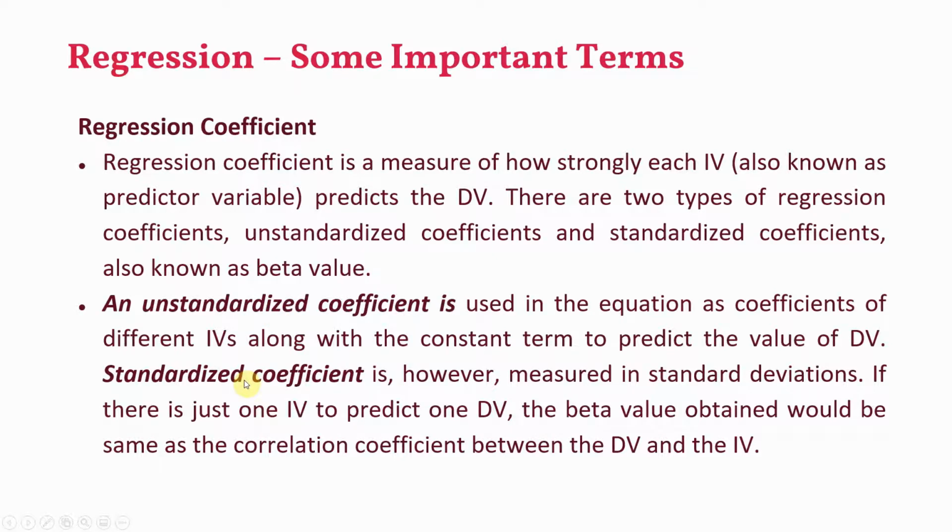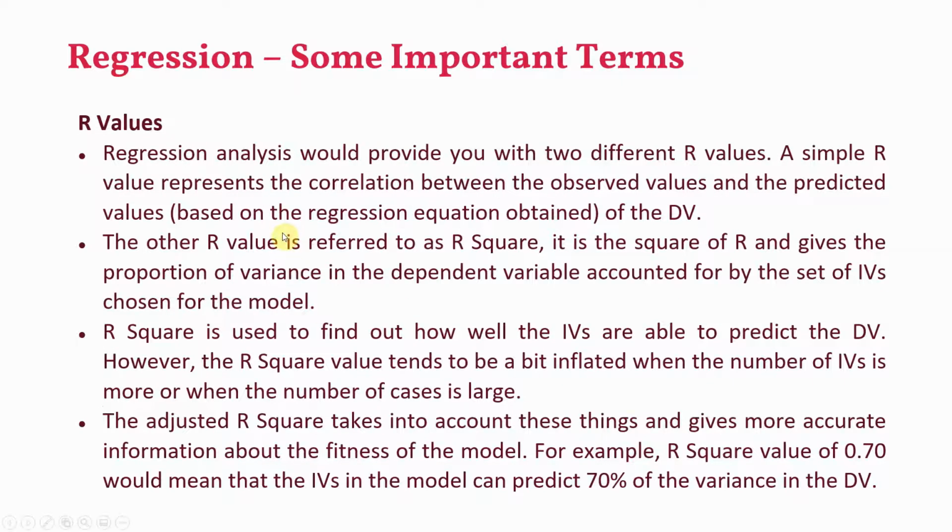Whereas on the other hand, the standardized coefficient is measured in standard deviation. If there is just one IV to predict one DV, the beta value would be the same as the correlation coefficient between the DV and the IV. So your standardized coefficient will be similar to your correlation or the R value. So there are different R values that we see in our regression equation. A simple R actually represents the correlation between the observed values and the predicted values based on the regression equation obtained of the DV. So R is your correlation coefficient.